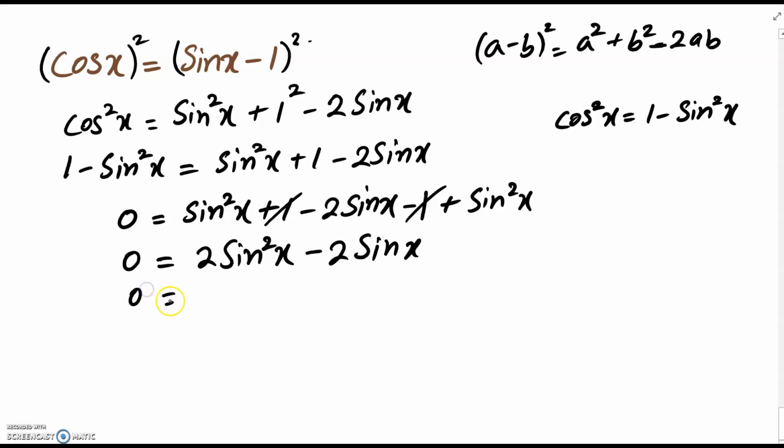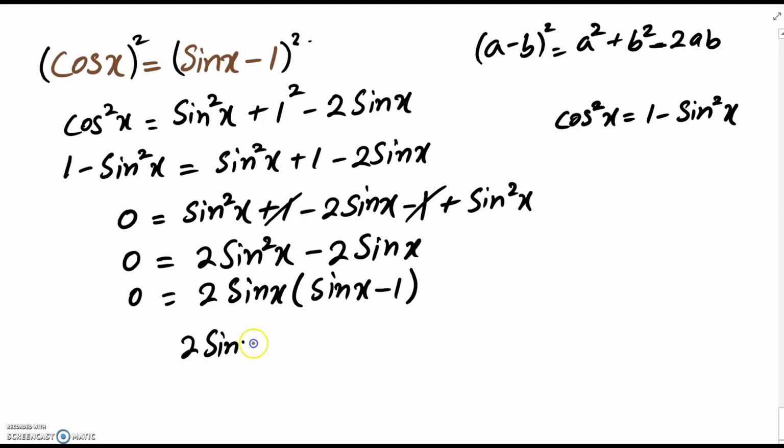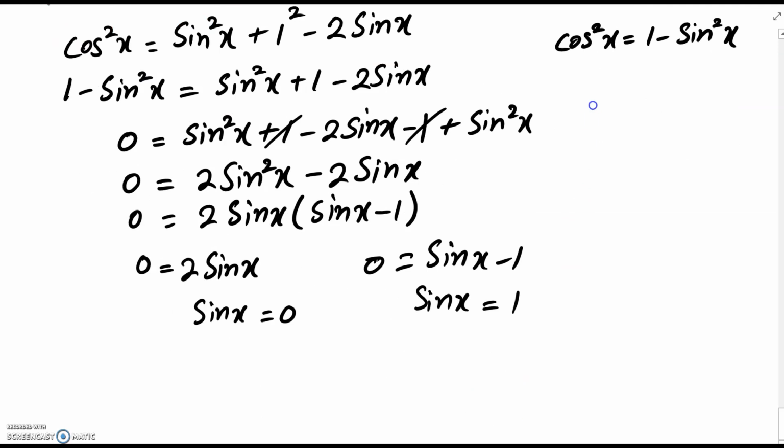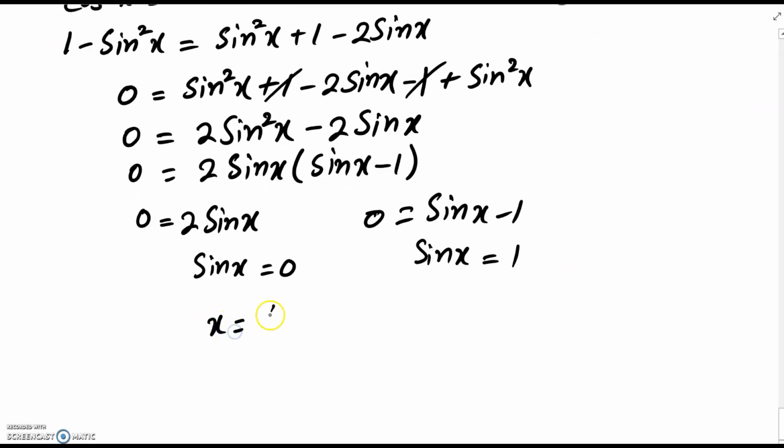Alright, so now in this step we can clearly see 2 sine x is a common factor, so I will take 2 sine x as a common factor and you will be left with 0 equals 2 sine x times sine x minus 1. Now it's the zero product property. You will make each individual term equal to 0, so 2 sine x equals 0, and sine x minus 1 equals 0. Here sine x equals 0, and here sine x equals 1. To find the x values, what do you do? You will take the inverse of these values, so x equals sine inverse of 0, and here x equals sine inverse of 1.